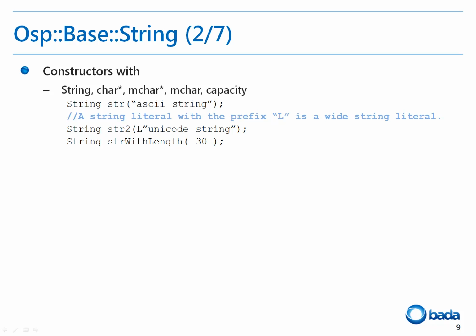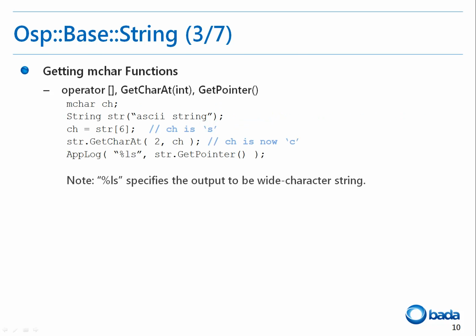Now, to use a string, you first have to initialize the string. You can initialize a string with an existing ASCII string or Unicode string. In addition, if you want to create a string with a capacity greater than 16 bytes, you can create a string by specifying the required capacity. Now, I'll explain the string functions that can be used to acquire a character pointer or character.